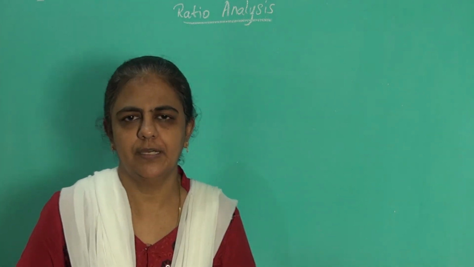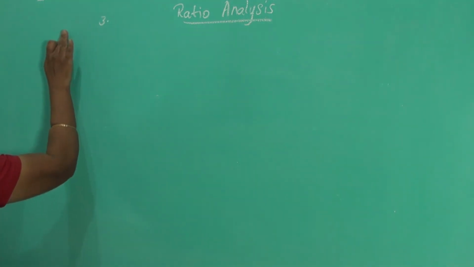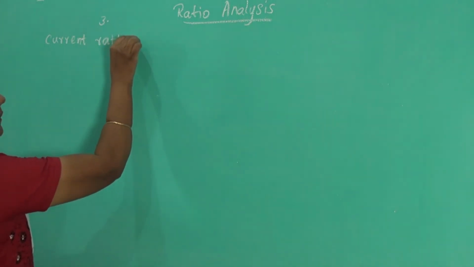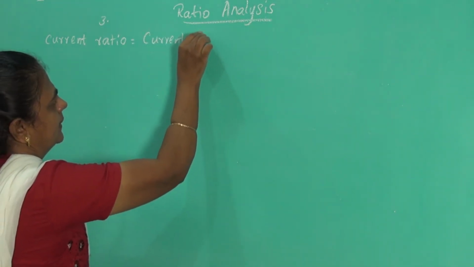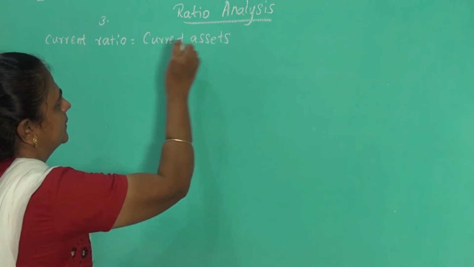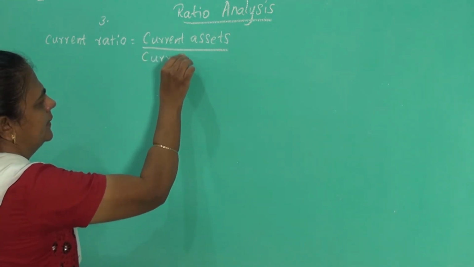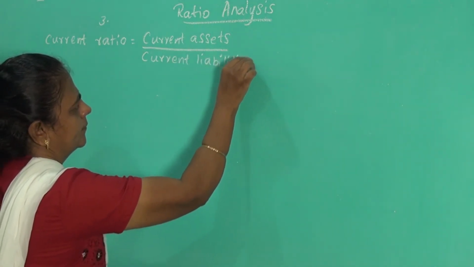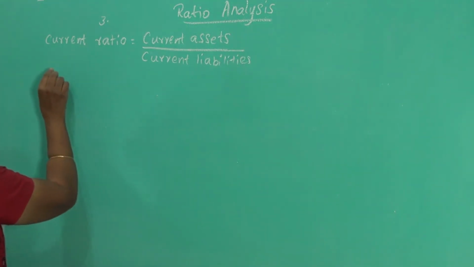So what is the formula for current ratio? Question number 3. Current ratio is equal to current assets divided by current liabilities. Okay. So find out the current assets.